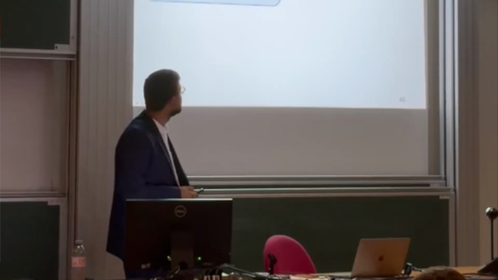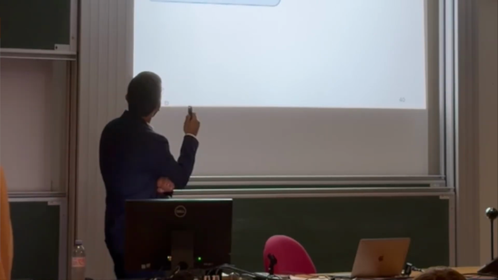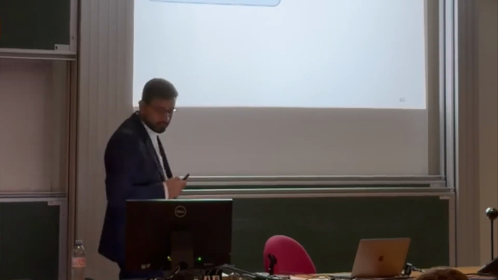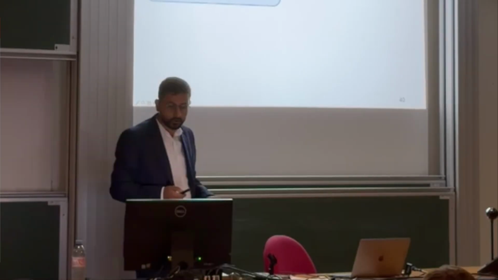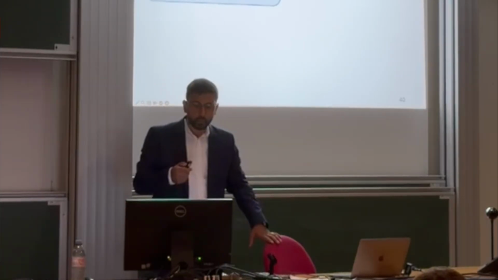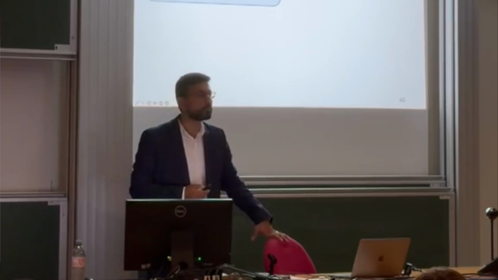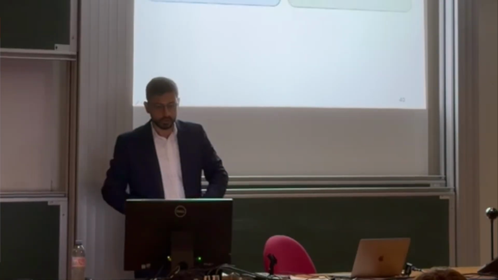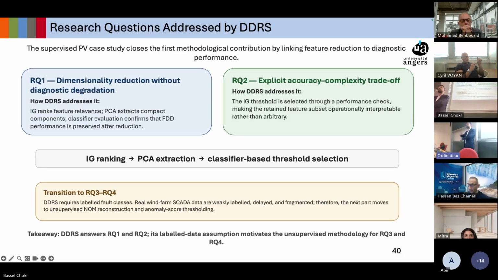So the research questions addressed here: research question number 1, where IG ranks the feature relevance and PCA extracts the compact components, and then the classifier evaluates and confirms that FDD performance is preserved after reduction. And the second question, RQ2, we have an explicit accuracy-complexity trade-off, where we have an interpretable result, as we are seeing how the performance changes with different thresholds, in order to have an explicit knowledge of what we are doing.